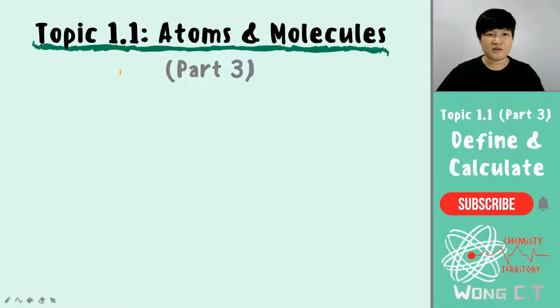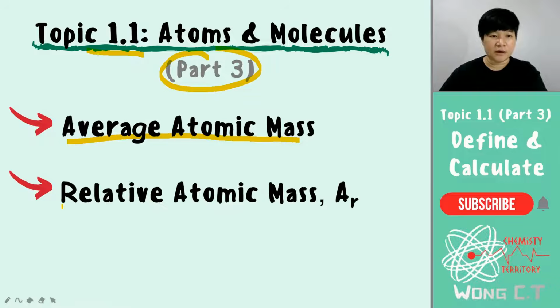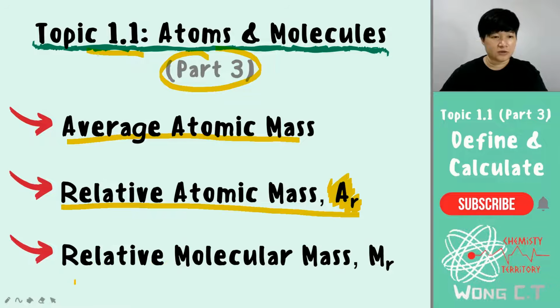Warm Chemistry. This video is part 3 of topic 1.1, where we will discuss three things. The first is average atomic mass. Second, we will talk about relative atomic mass, where the symbol is A_r. Third, and last but not least, we will discuss relative molecular mass, which is M_r.